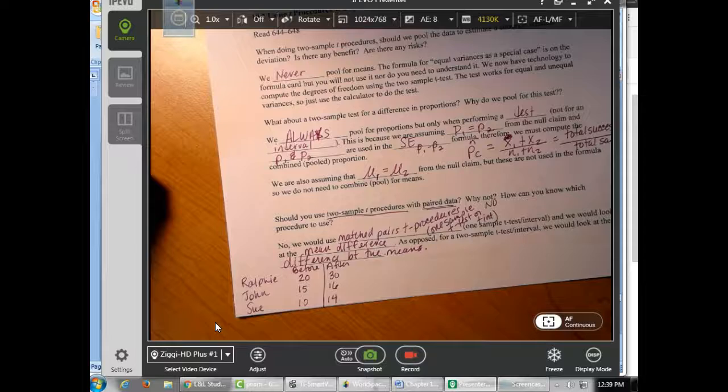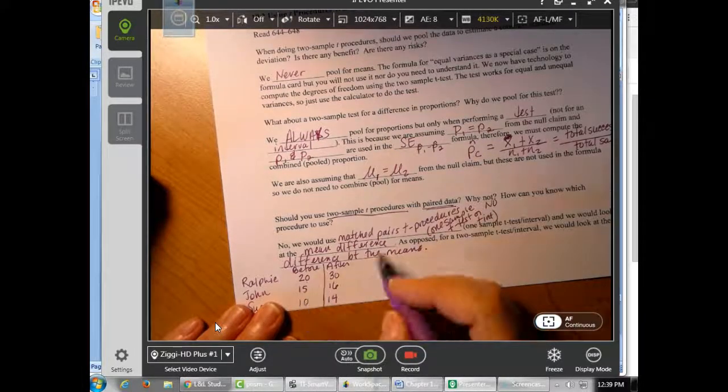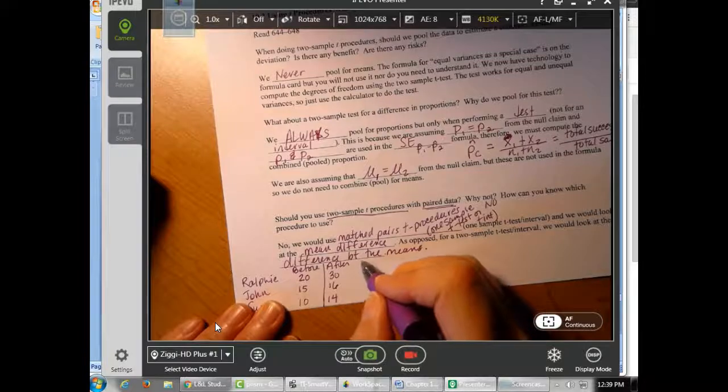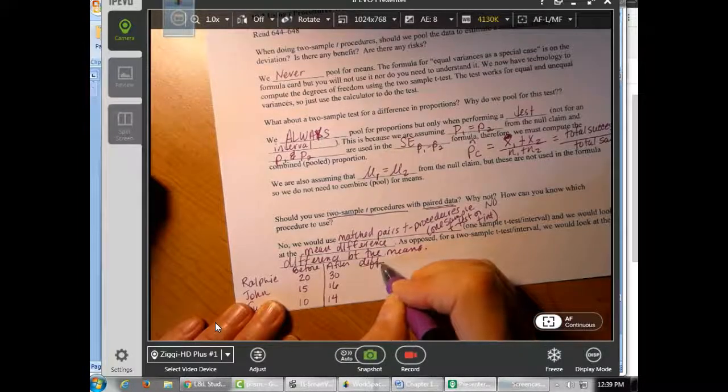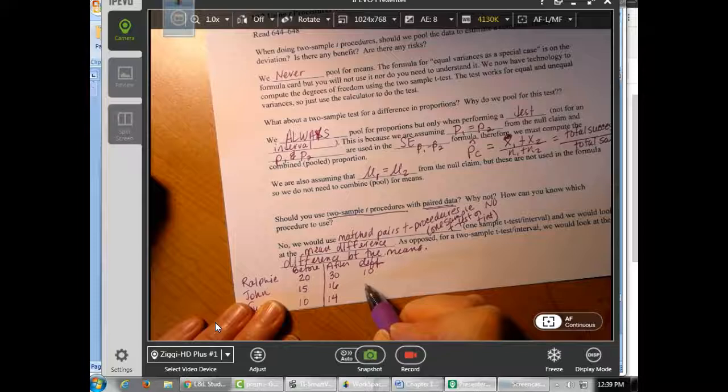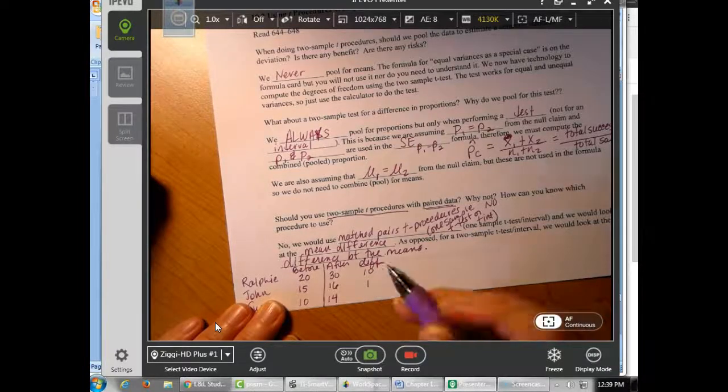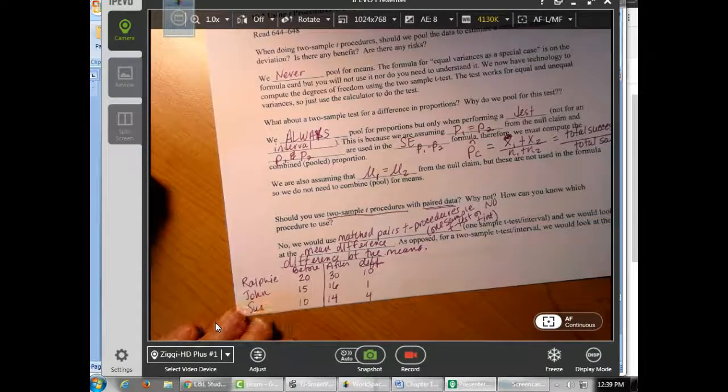So what I would do is say 20 minus 30, or I could do it either way. I could do 30 minus 20. So this is going to give me a difference. So I get 10 here, 1 here, and 4 here. So you're saying rather than averaging all of their different before and afters, you just keep each one of the individual differences? Yeah. And then what do you do with the differences?